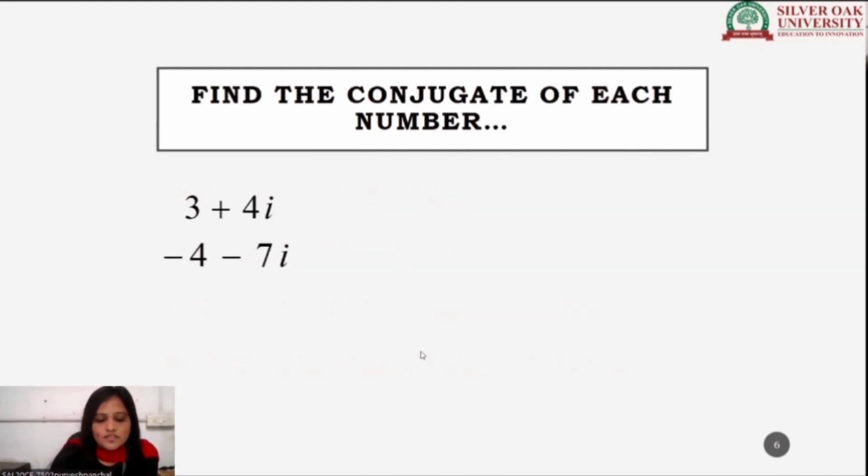Let us see some examples of it. 3 plus 4i. So what will be the conjugate of 3 plus 4i? It's 3 minus 4i. Only the sign difference in the imaginary part. Here 4i is the imaginary part. And the conjugate of minus 4 minus 7i is minus 4 plus 7i. Remember, here the real part will be as it is. Only the difference in sign in the imaginary part.